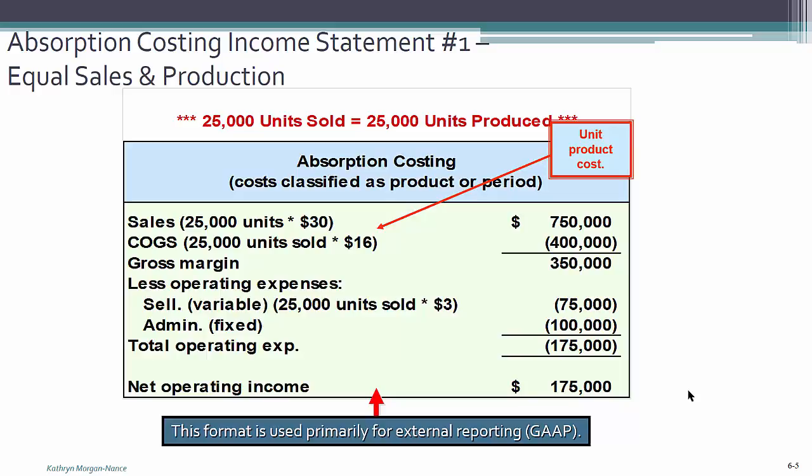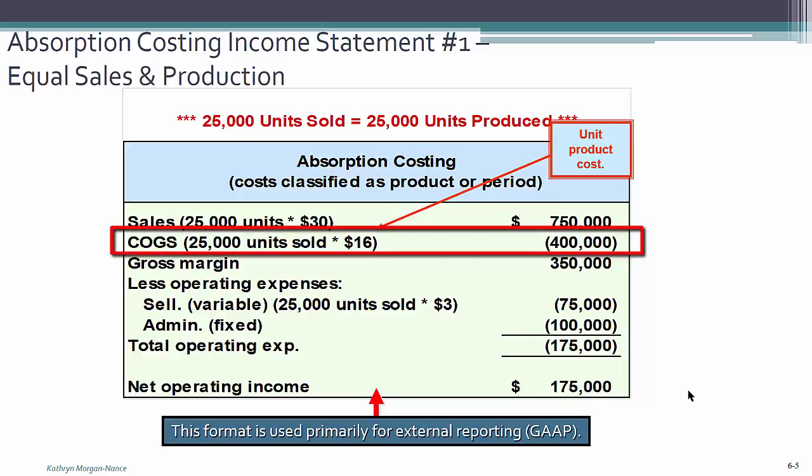Absorption costing uses the traditional income statement we discussed earlier, and this is the format that must be used for external reporting. Costs are organized by whether they are product or period costs and are grouped together without regard to their cost behavior. Product costs, as you recall, are reflected in cost of goods sold once the product is sold. Therefore, cost of goods sold is equal to the product cost per unit times the number of units sold.